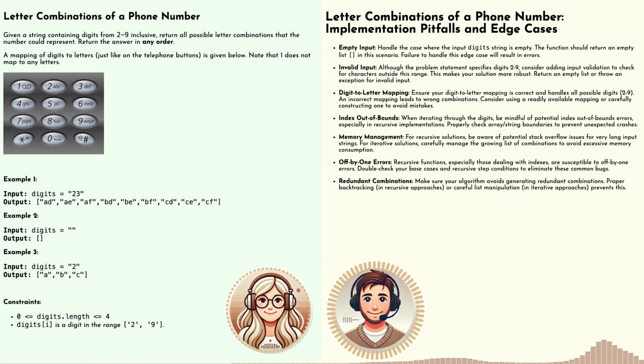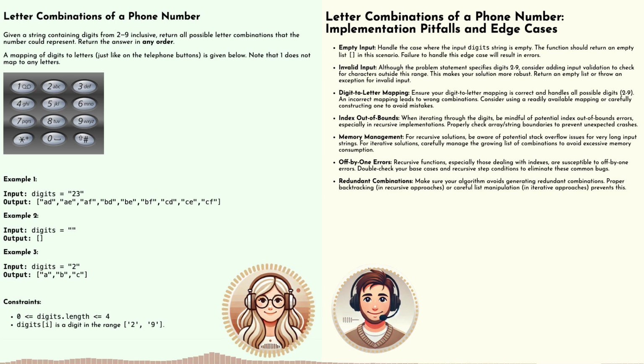What about the iterative approach? Any potential traps there? With iteration, one thing to be mindful of is how you build the list of combinations. It's important to make sure you're adding new letters to existing combinations correctly and that you're not accidentally modifying the original combinations while iterating. It's like building a wall. You need to make sure each brick is placed correctly to avoid a wonky structure. That's a great way to put it.